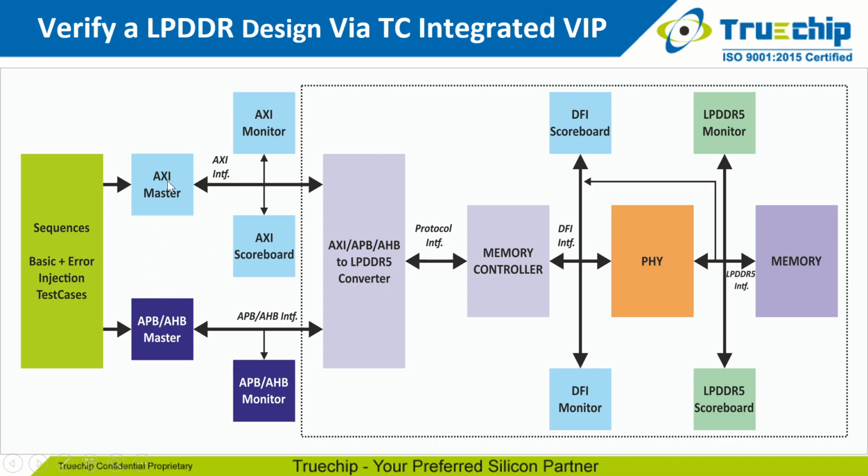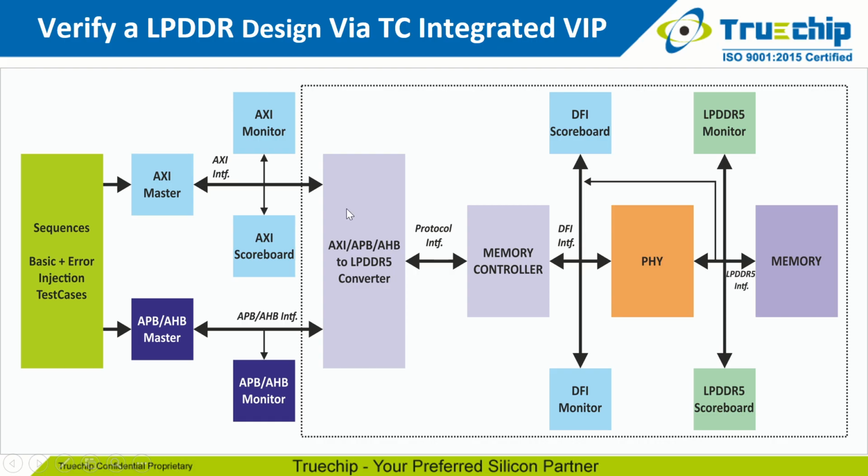From these two masters, transaction is transmitted further to the AXI AHB APB converter via AXI interface and AHB APB interface depending on the signal type. The AXI interface is also connected to two components. The first one is the AXI monitor, which works as a protocol checker and shouts the error in case of protocol violation. The second one is the AXI scoreboard, which is used to check integrity in case of writing and reading. The APB interface is also connected to the APB monitor, which works as a protocol checker and shouts the error in case of protocol violation.